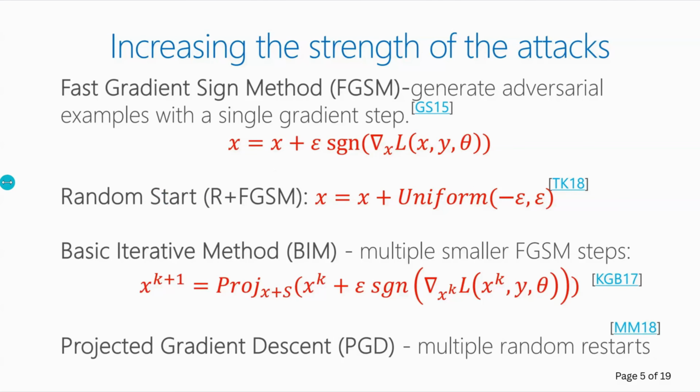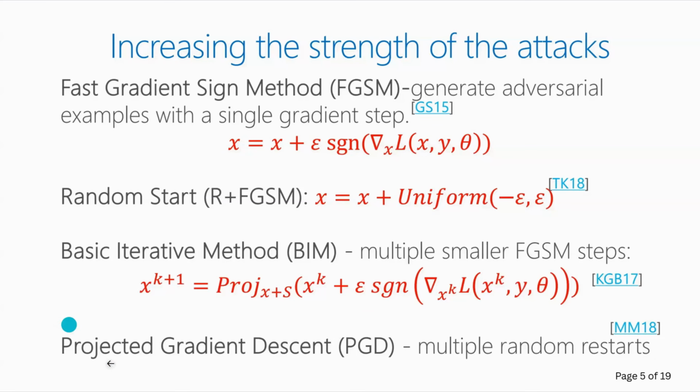BIM takes this further in that it repeats FGSM, but instead of taking one step, it takes multiple smaller steps, with a step size which is also referred to as alpha. After each step, the result is projected back into the allowed perturbation region so that the total change stays within the budget. And this iterative refinement produces much stronger adversarial examples than one single step.